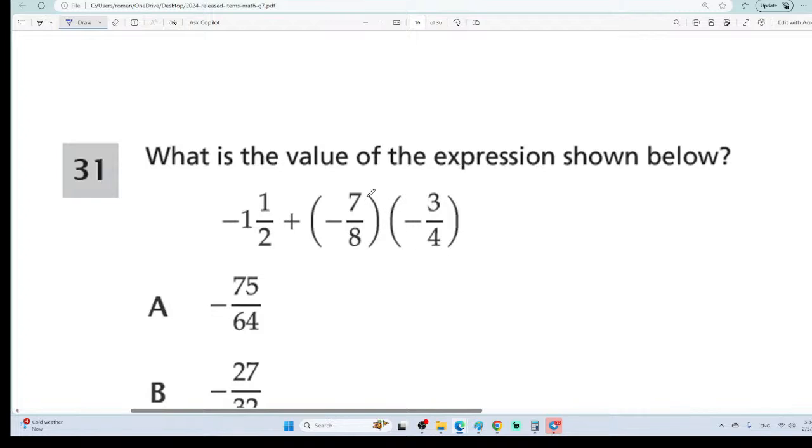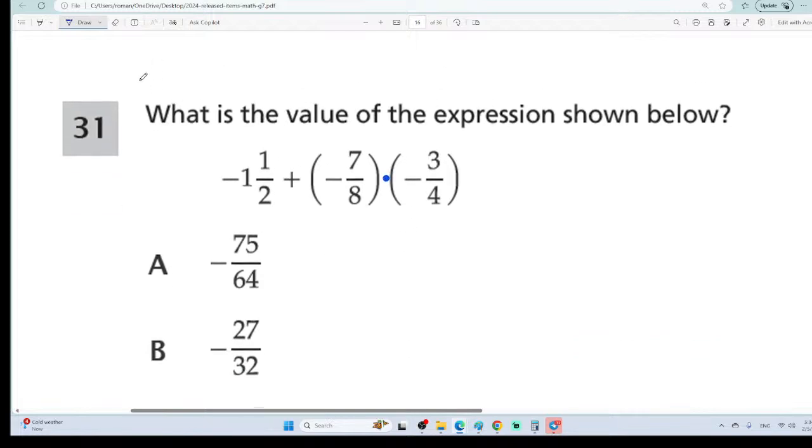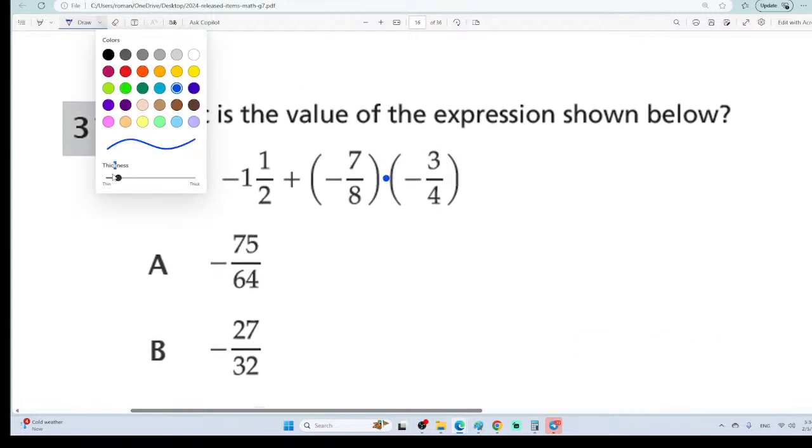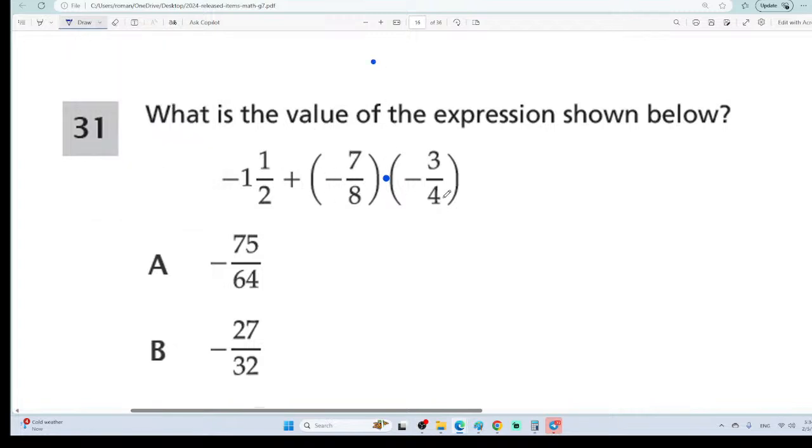Just straightforward. First is multiplication by PEMDAS, and this is multiplication, right? So what are we going to do here? We're going to just straight up multiply 7 times 3 and 8 times 4. It's negative and negative, which means positive when we multiply. So it's going to be 21 over 32.